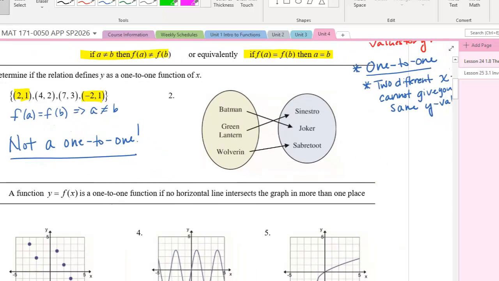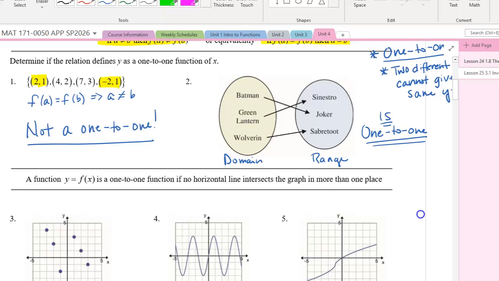If we look at this example here, just mapping, you see that every value in the domain maps to exactly one value in the range, and there's no single value over here that maps to two different values over here. So this one is one-to-one. And again, don't get too hung up on all these definitions. Just think of it as a one-to-one mapping. So 1 x gives 1 y. 1 y gives 1 x.